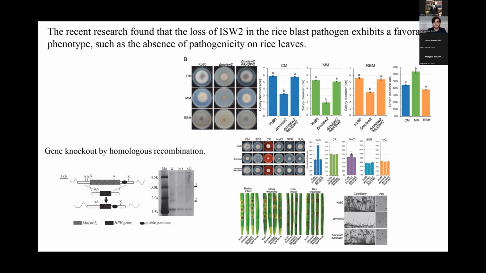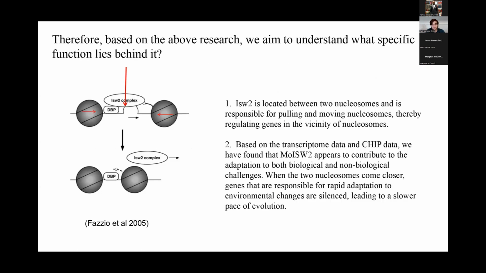And to assess the pathogenicity, we conducted inoculation on rice and barley plants. The mutant showed significantly lowered pathogenicity towards both rice and barley compared to the wild type. So based on these findings, we embarked on investigating the underlying mechanism, which uncovered a deeper, more meaningful story. And so we aim to understand what specific function lies behind it.